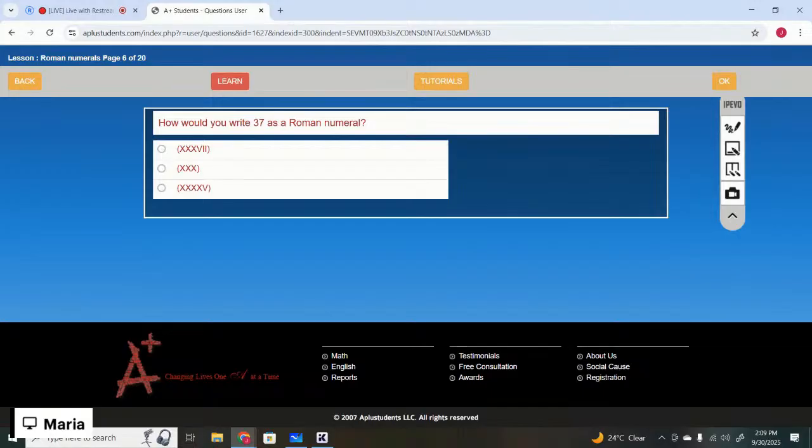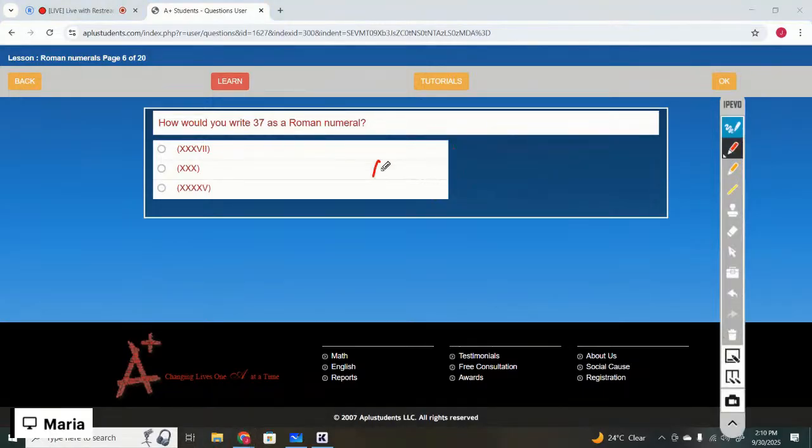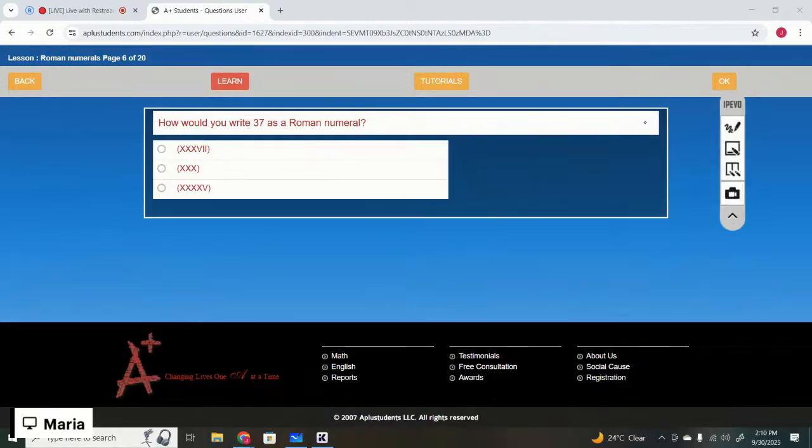How would you write 37 as a Roman numeral? So 37, let's just break down 37. You can write it as 10 plus 10 plus 10 plus 7, right? So you get the 30 as X, X, X. Then you can write 7 as V, I, I. So option number 1 is the option. That's how you write 37. Option number 1 is the correct option.